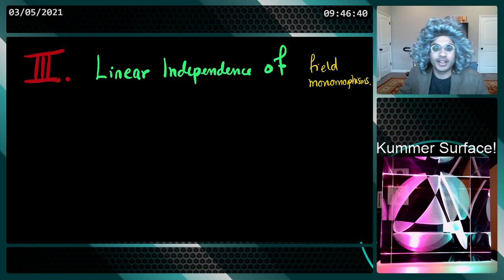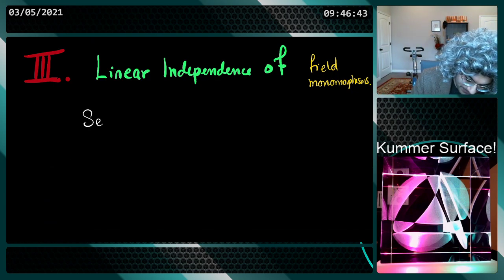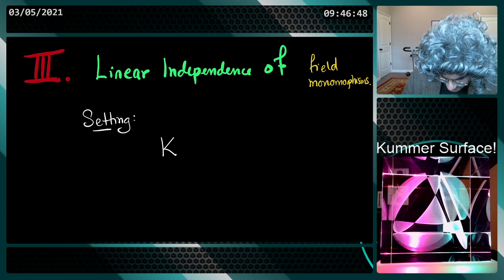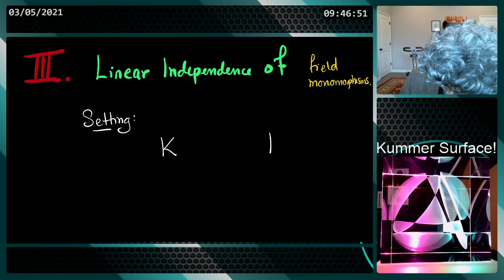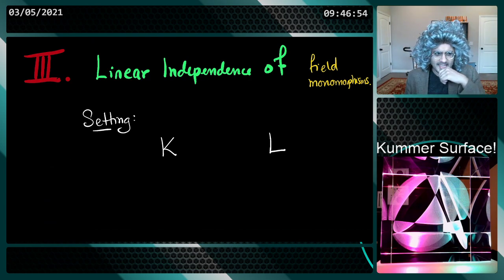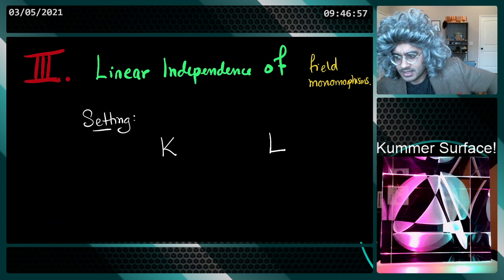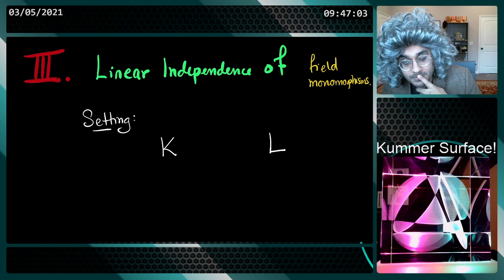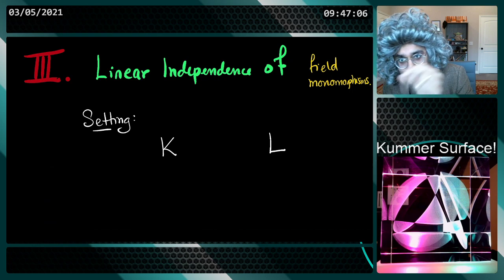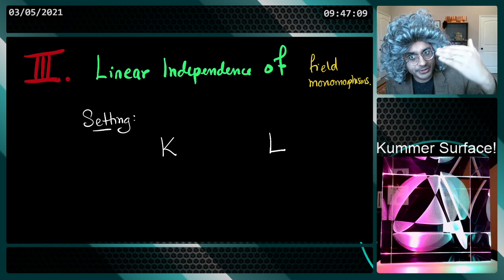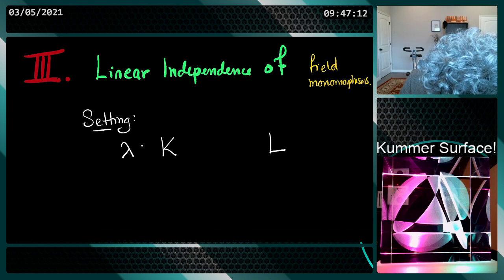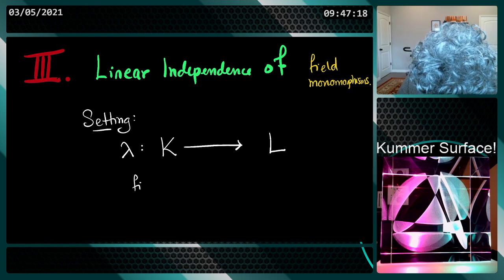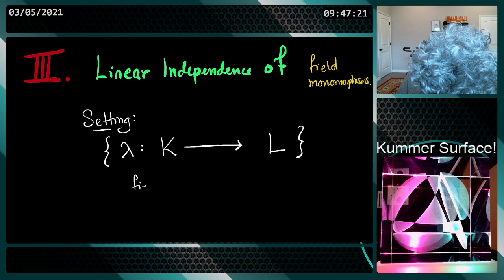Okay, so here's the setting. Say you have a field, and then another field. Two fields. And suppose you start studying the ways in which K kind of visits L. We use field homomorphisms to transfer one field to another. So suppose we study field homomorphisms from K to L. We're going to look at the set of field homomorphisms.